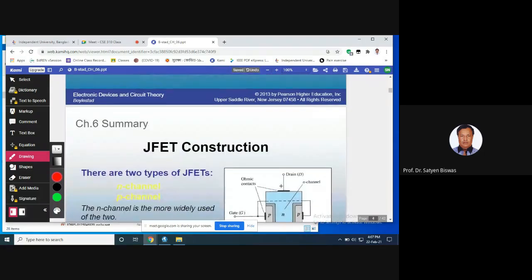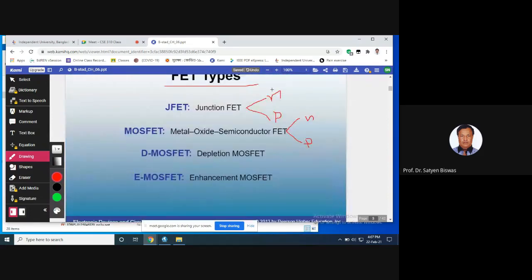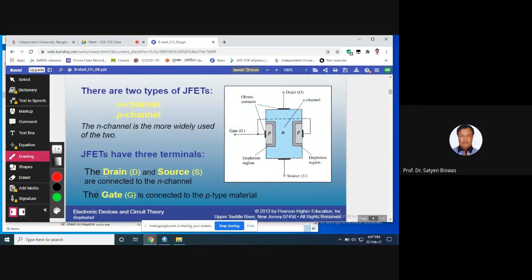We do not care about that for now. N-type means N channel, and P-type means P channel. Here is the N channel and the P channel. And very similar to the BJT, this JFET, all FETs, also have three terminals.